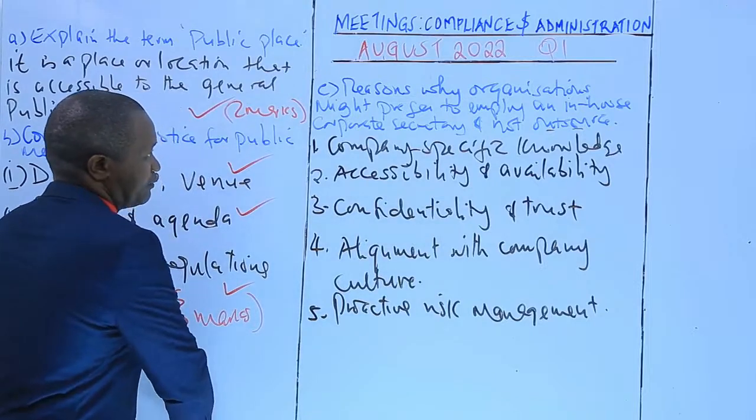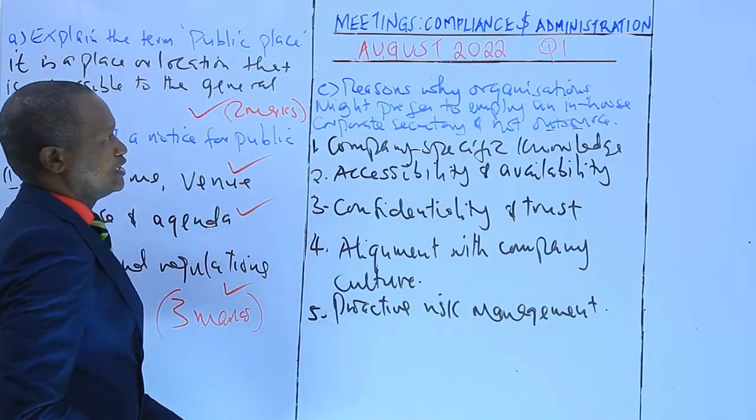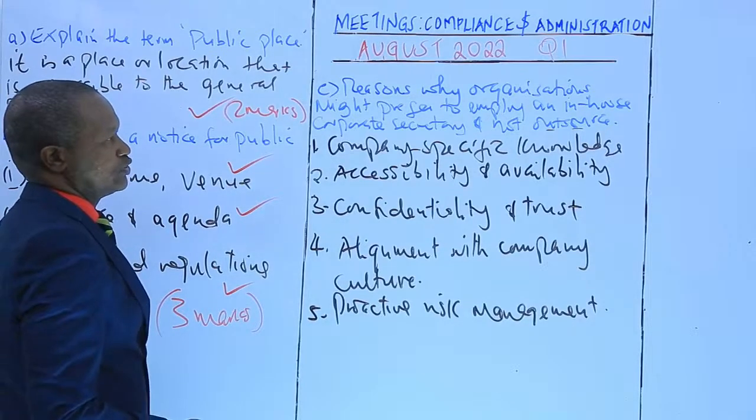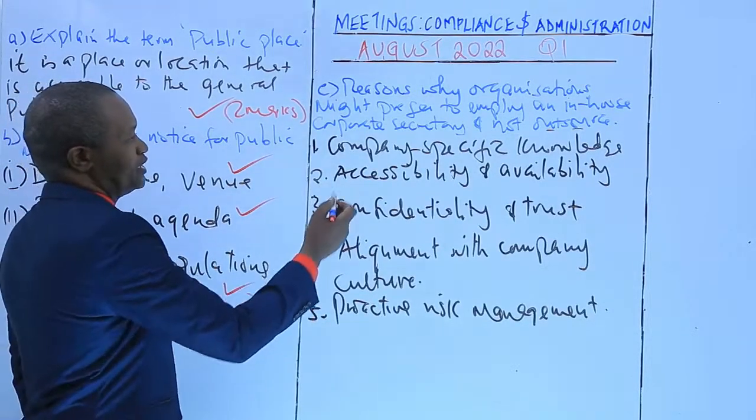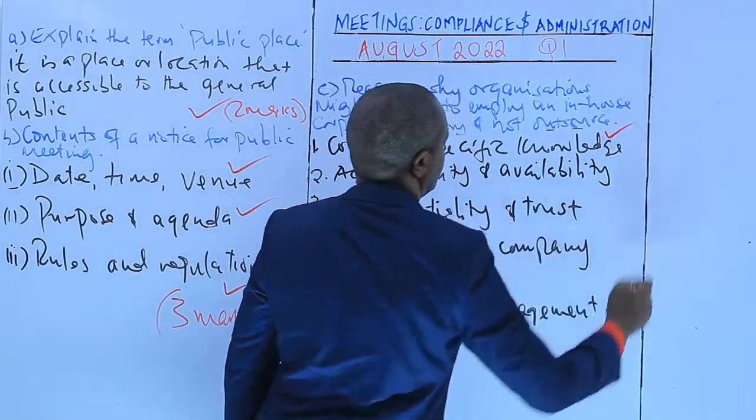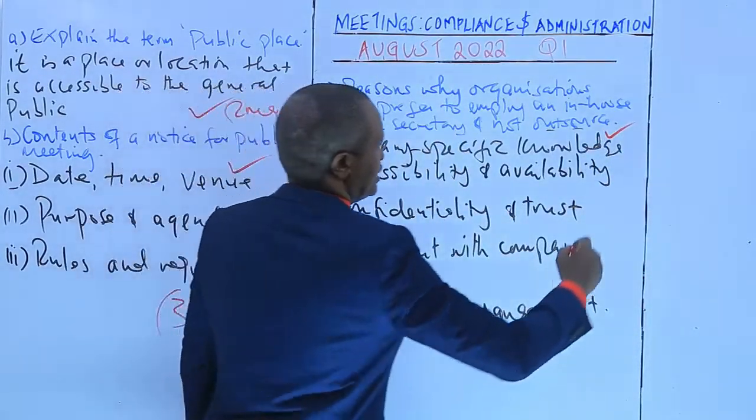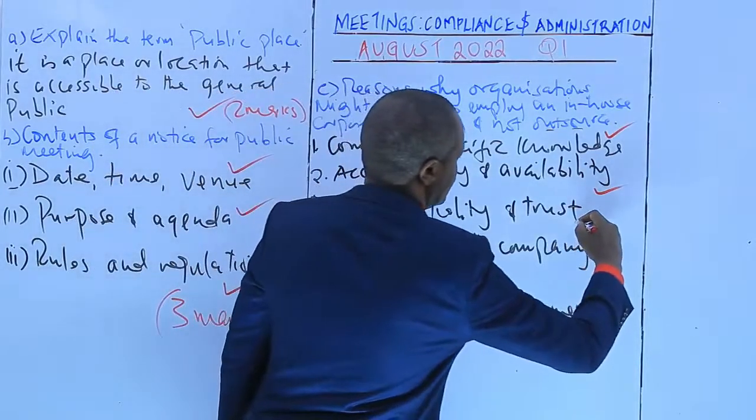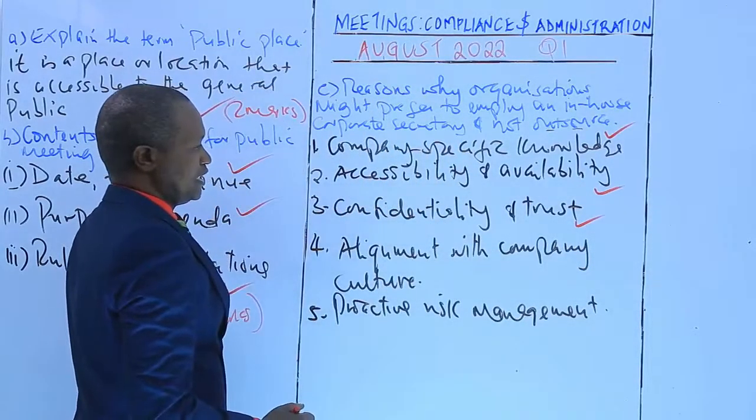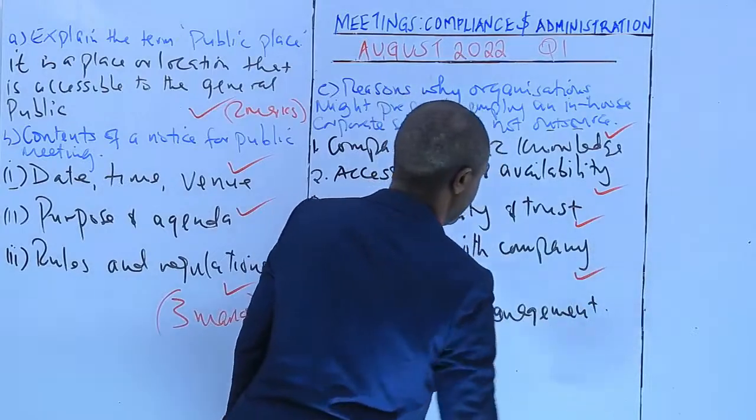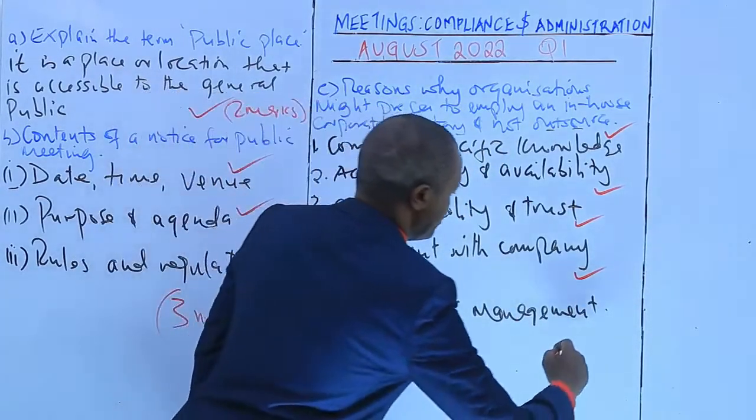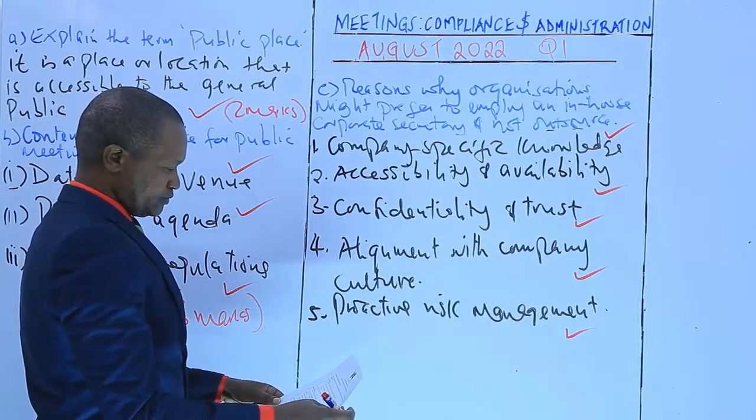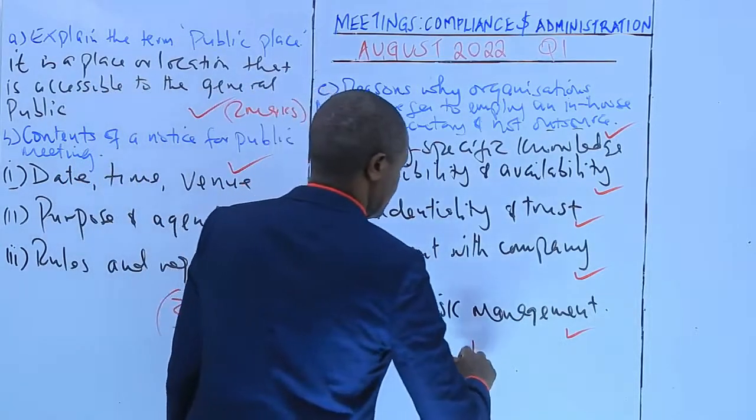So these are 5 reasons why organizations might prefer to employ an in-house corporate secretary as opposed to outsourcing one. One is company-specific knowledge. Number 2, accessibility and availability. Number 3, confidentiality and trust. Number 4, alignment with company culture. Then lastly, proactive risk management. So these are 5 reasons, 10 marks.